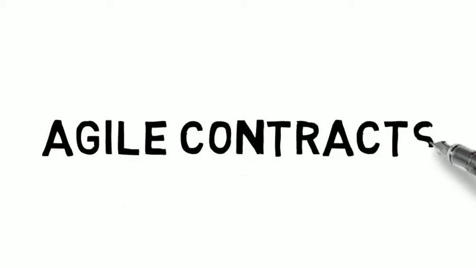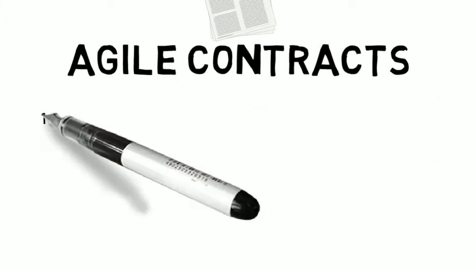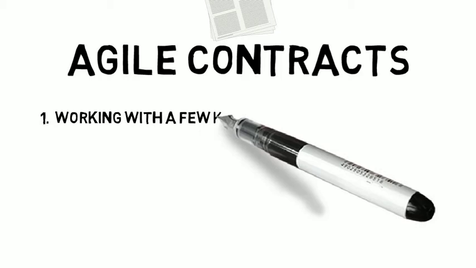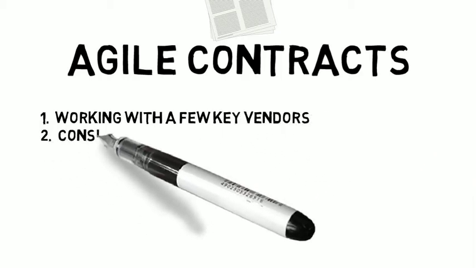This is John Okoro. This week we're going to talk about Agile contracts. We want to look at how we do Agile contracts and some of the key factors to look at. To begin with, we want to look at working with a few key vendors, which is a key setup for us in terms of working with Agile contracts.